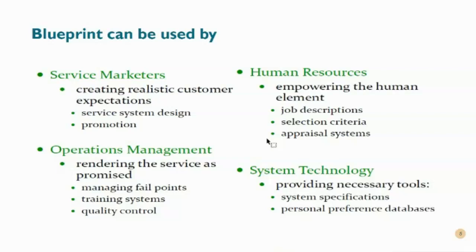Then it is also very important for the people who are doing operations, because then you will be able to understand what kind of training is required, what kind of quality control is required, how we are planning the whole activity, what are the fail points where we are lacking, so we can all look into it. And the next one is system technology people. They can provide you the necessary tools, like the IT infrastructure you require. You need technology for doing things. So all these people will also require this whole process.